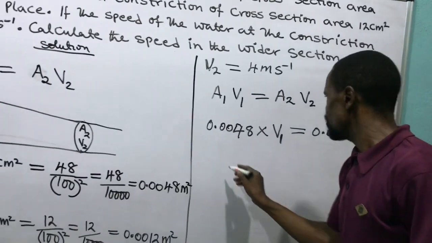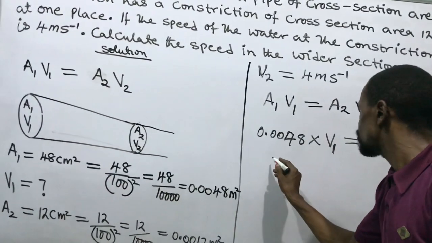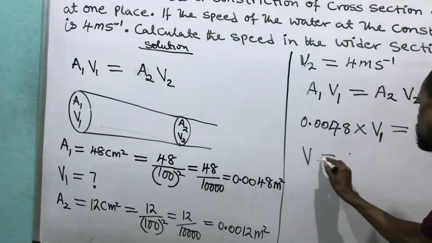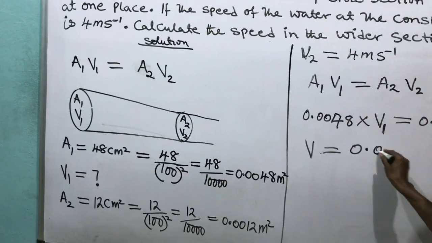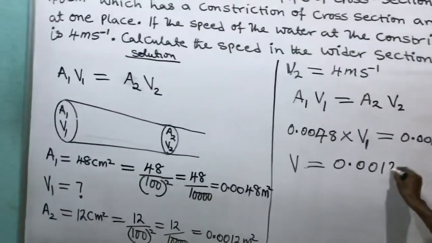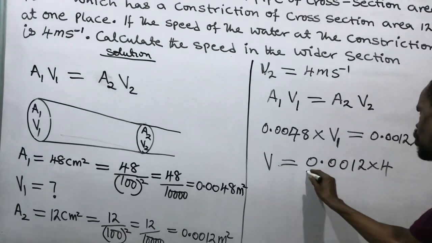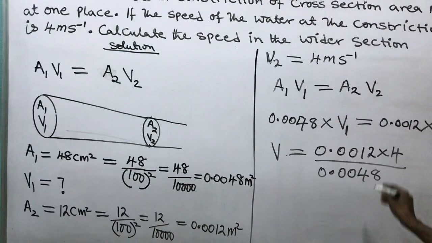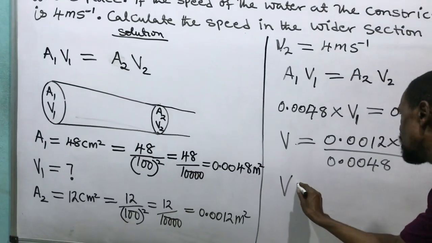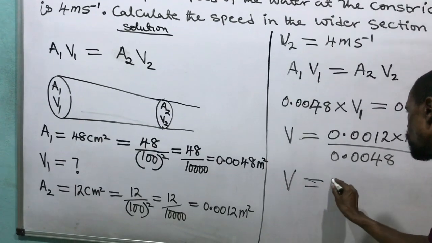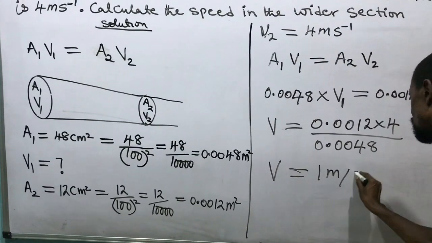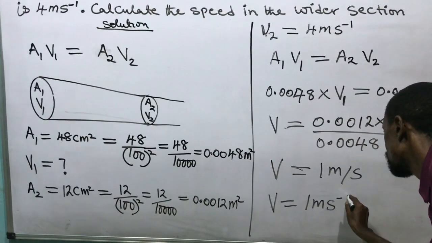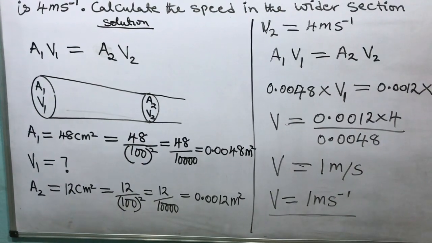Then now, doing this, V is equal to 0.0012 times 4 all over 0.0048, and this will give me V is equal to 1 meter per second. That means that my V is equal to 1 meter per second. And that's my answer. How did I get 1 meter per second?